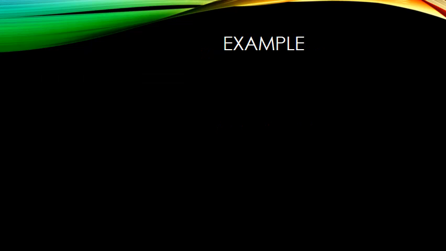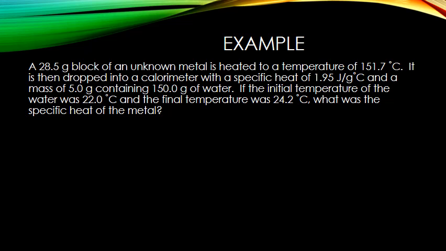So let's look at how you do a problem and do the calculations for a calorimeter equation or problem. So we've got this problem here. A 28.5 gram block of an unknown metal is heated to a temperature of 151.7 degrees Celsius. It is then dropped into a calorimeter with a specific heat of 1.95 joules per gram degree Celsius.